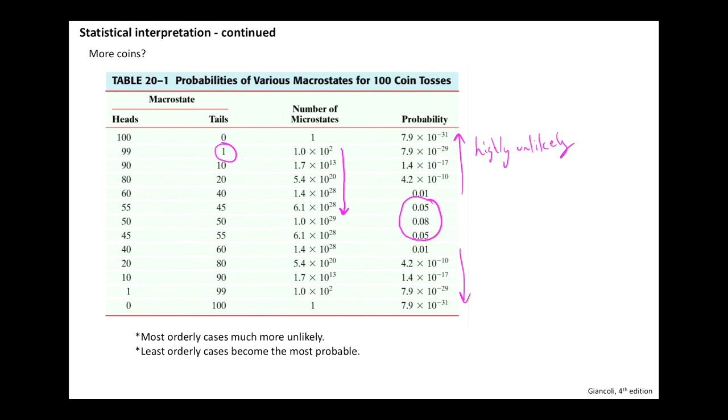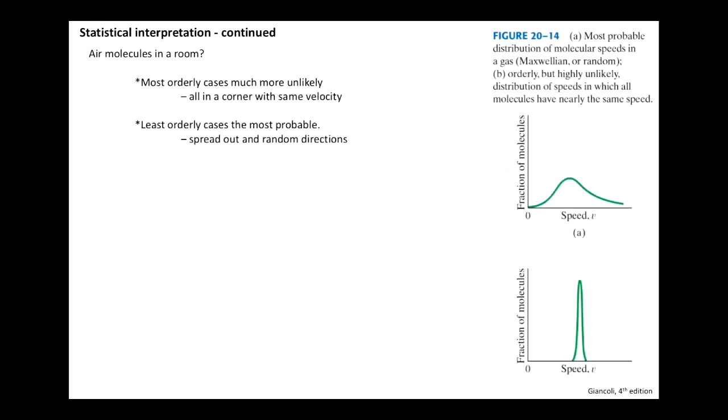So notice here at the bottom, even by increasing to 100 different objects, the most orderly cases are those endpoints. Orderly would be like, ooh, look, they're all heads, or ooh, they're all tails. Disorderly are the ones in the middle, where it's just sort of a mixing. So we're having the most orderly cases become very unlikely, and the disorderly cases becoming much, much more likely. So what happens if we go to the air molecules in a room?